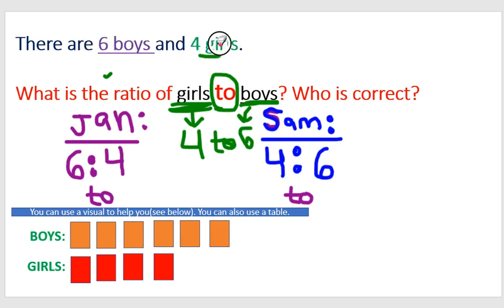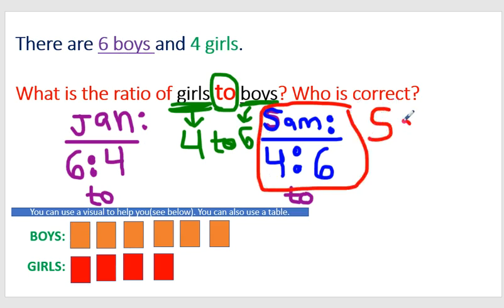So we see that if we look at Jan and Sam, which one has the answer 4 to 6, and that is Sam. Sam is correct. So who is correct? Sam, and you would explain because Sam used the correct order. He followed what the question was asking. Girls, which is 4, to boys, which is 6.